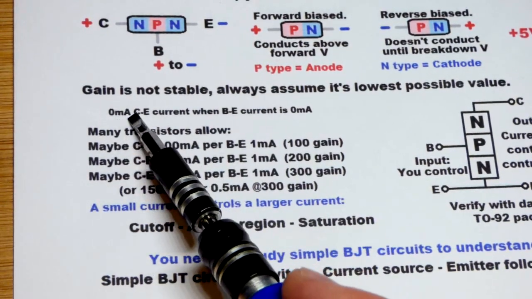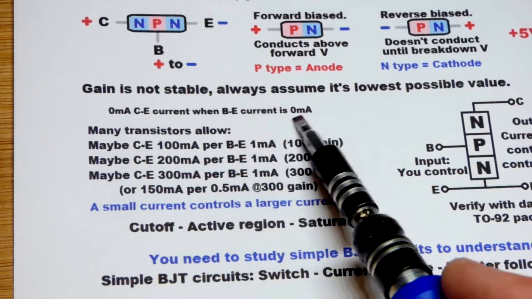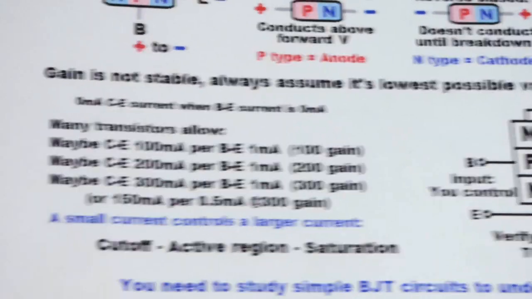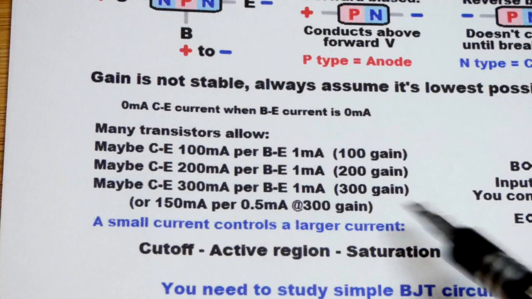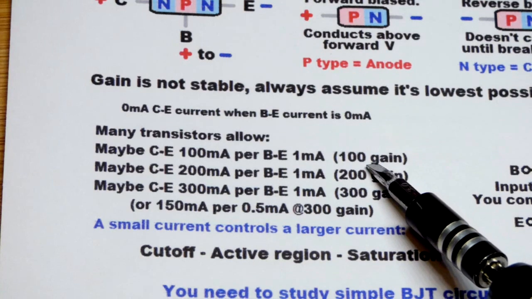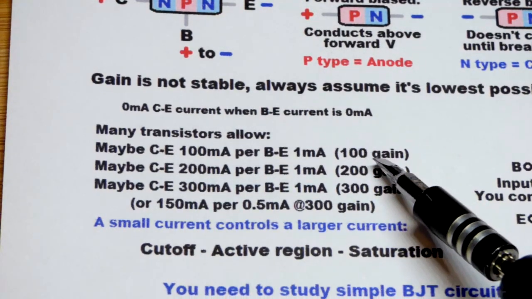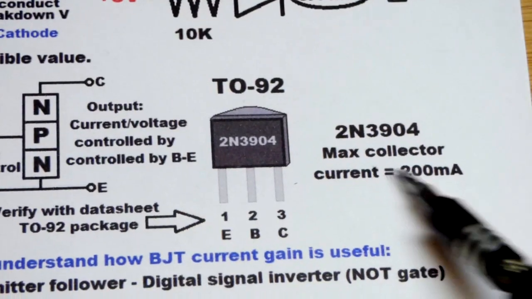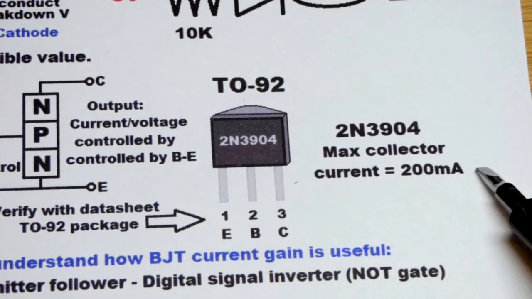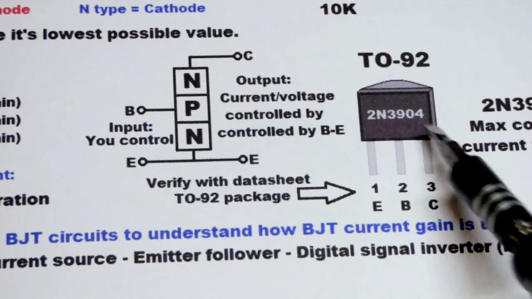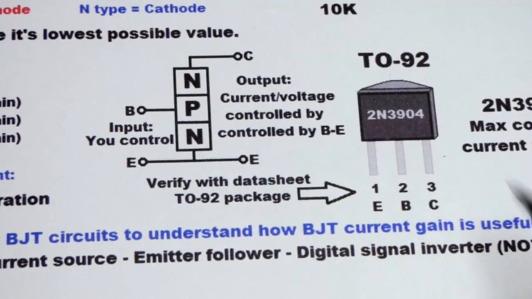So I already wrote here, no base to emitter current ends up being no collector to emitter current. It's kind of small. I'll zoom in a little bit right there. It has a gain. Unfortunately, the gain is not very stable, so you'll have a range of gains under different circumstances for a particular transistor. And I think for the 2N3904, which has a maximum collector current of 200 milliamps according to the data sheet I read, always verify information with the data sheet. And there's the pin layout: left pin emitter, middle pin base, right pin collector.